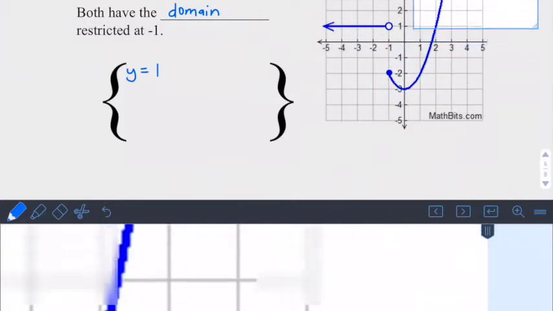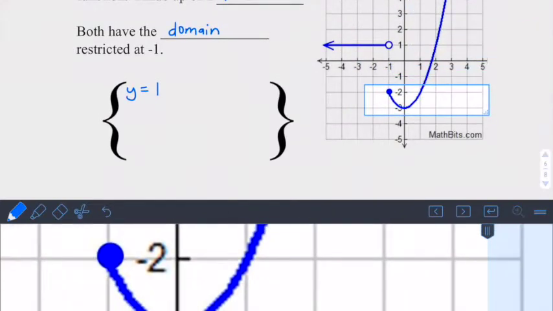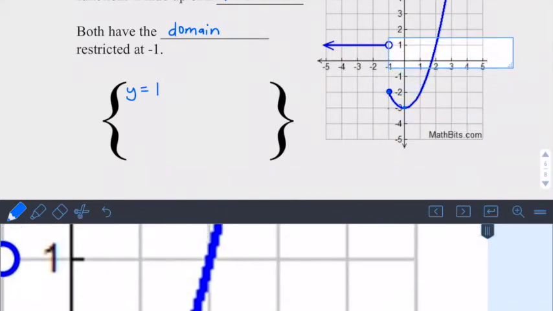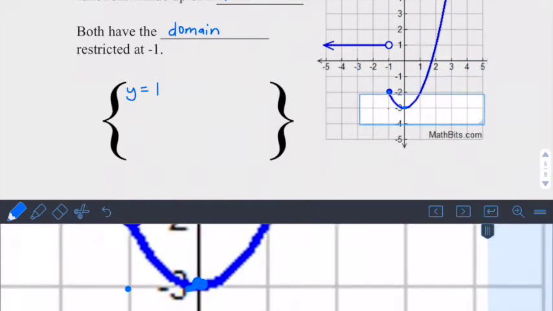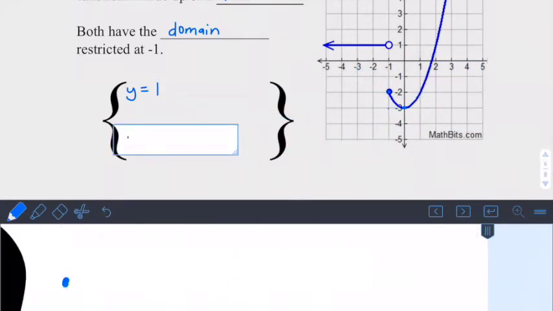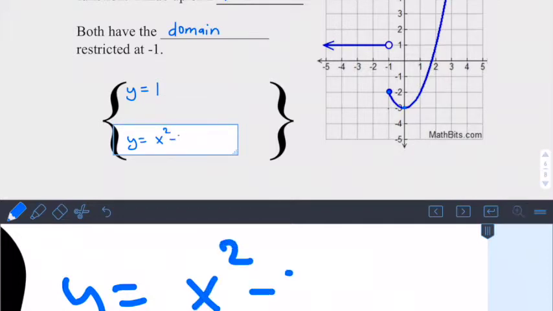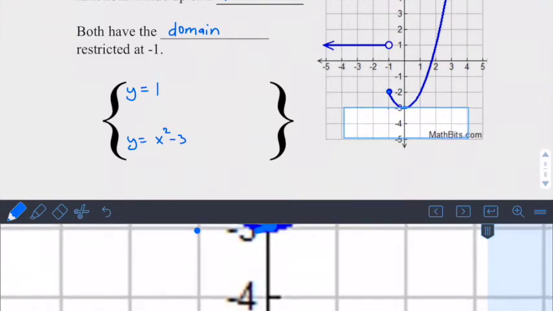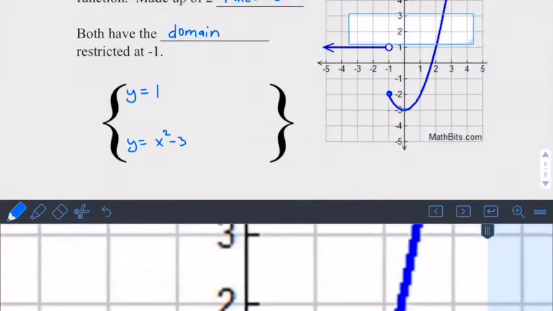This graph is a quadratic function, right? If we go over 1, up 1, and then we have that parabola shape, so over 2, up 1, 2, 3, 4, but our center is down 3. So this graph is that quadratic function x squared, but we moved it down 3. If we moved it left or right, we would have had to factor that in too. However, it's also cut off here at -1.